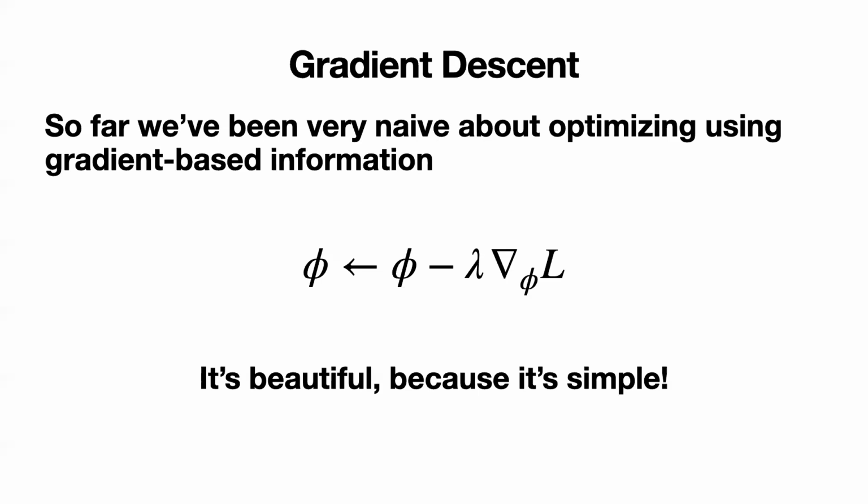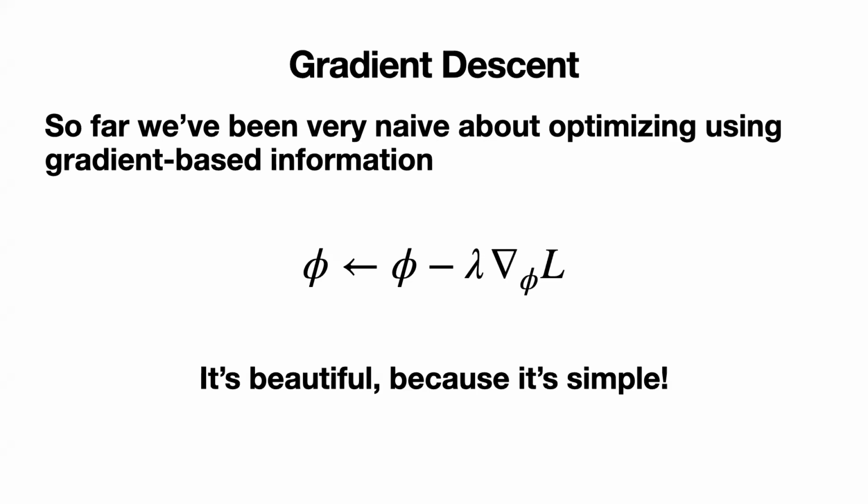So far we've been quite naive about optimizing, because somehow we found a nice way. It's very intuitive and seemed okay. Okay, you want to minimize something, just go downwards, right? And so that's somehow the beauty of gradient descent.